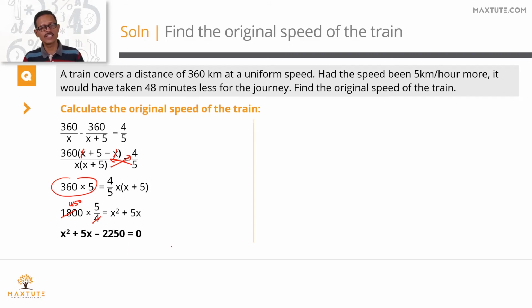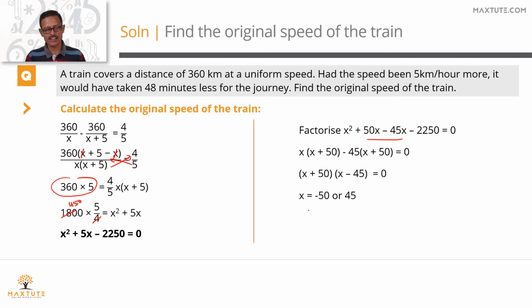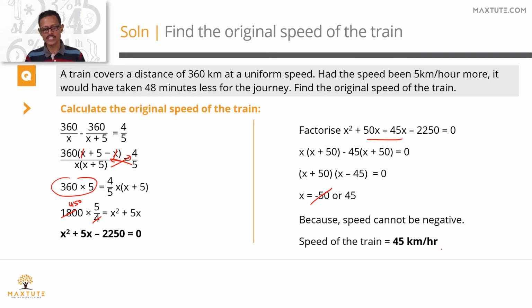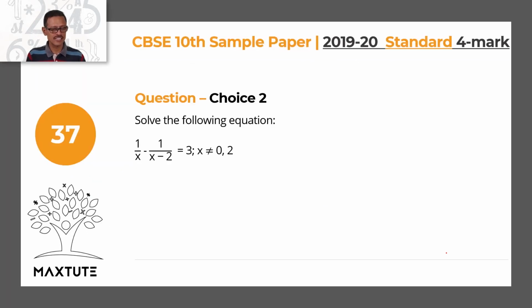So the equation becomes x square plus 5x minus 2250, which factorizes as x plus 50 into x minus 45, to give us an answer of x being minus 50 or 45. X cannot be minus 50. So the original speed of the train is equal to 45 kilometers per hour. Actually, this internal choice 2 is a much easier version than this. Let's quickly run through it.